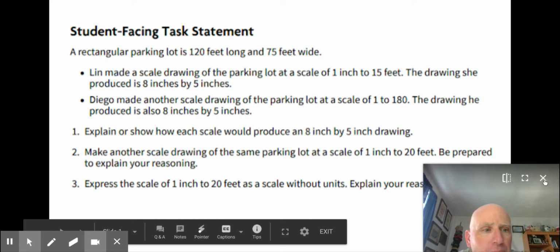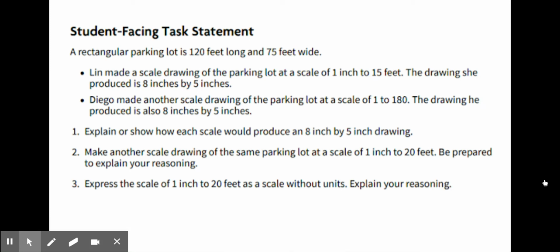All right, let's talk about our solution to lesson 11 assignment here. So here's the problem. A rectangular parking lot is 120 feet long and 75 feet wide. The real parking lot, the one where you park your cars. All right, Lynn made a scale drawing of the parking lot at a scale of 1 inch to 15 feet.